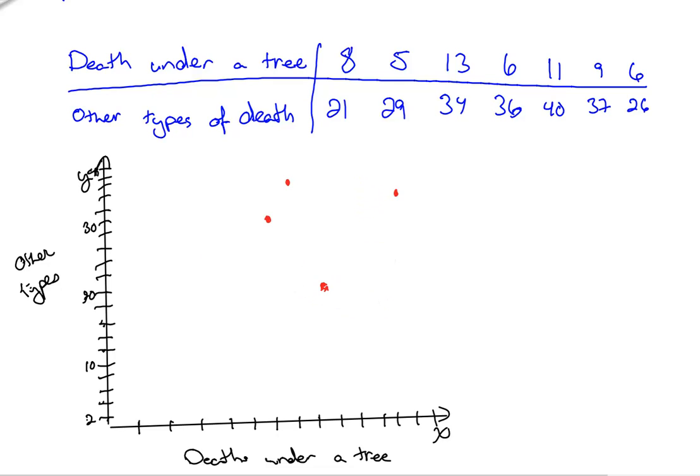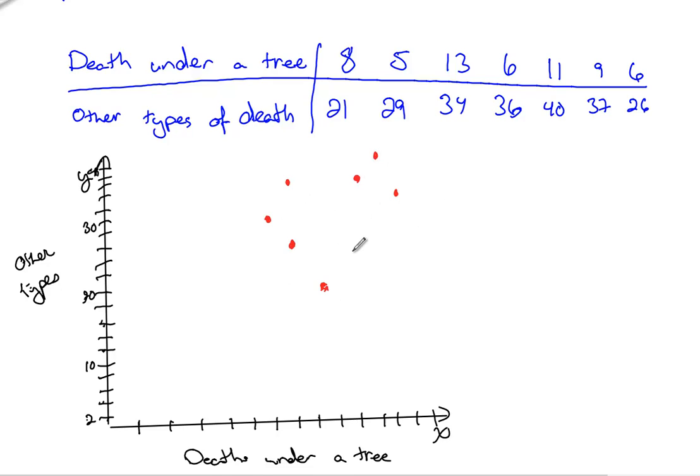So 11 and 40, about right there. 9 and 37, it's going to be a little bit up from those. And then 6 and 26 would be about right here. So I have all 7 of my points plotted. Now I'll be honest with you, I'm not seeing much of a pattern. It could be because my scale is a little bit off. Like I said, it's better if we draw it using graph paper, but I'm not seeing much of a pattern.